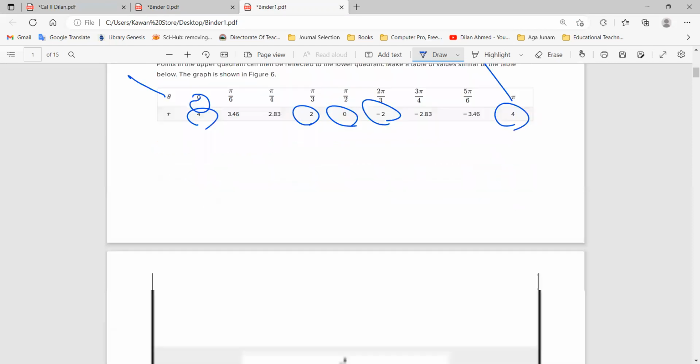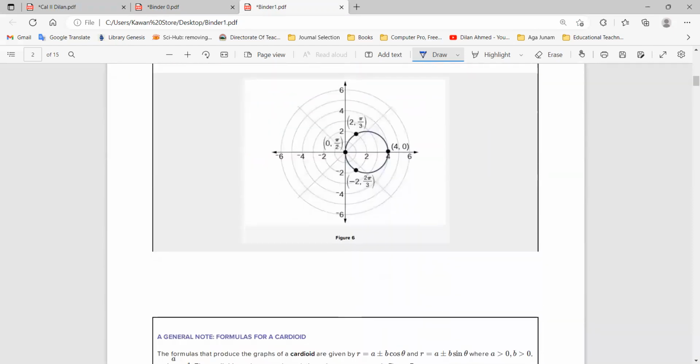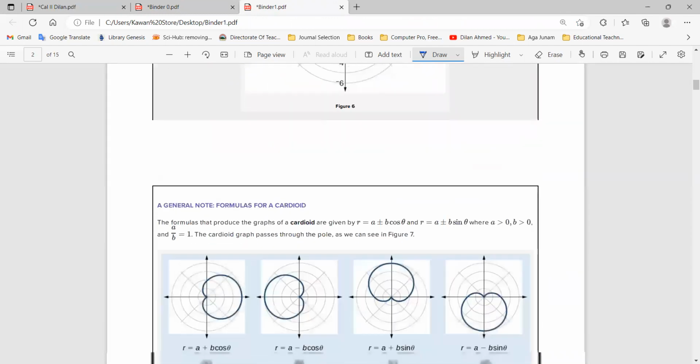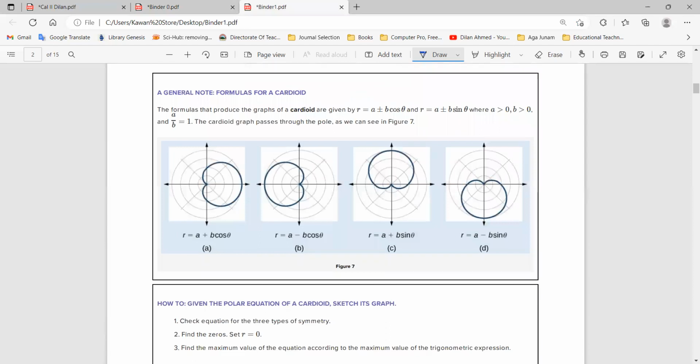Good. Now, and here's the graph from 0 to pi, we got that part. Okay. Next, cardioid. The cardioid shape. So we have 3 shapes that look like a cardioid. But when they are equal, we say cardioid. When they are not equal, we say limacon or lemniscate. How? The shape is like that.